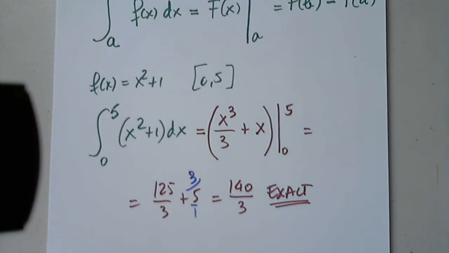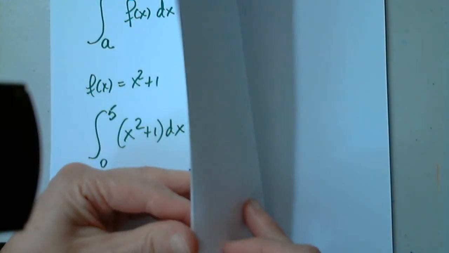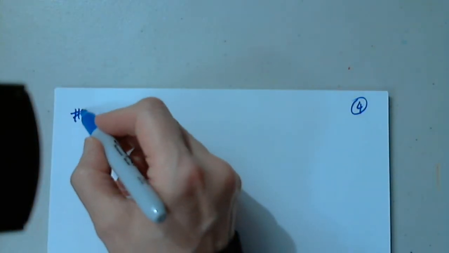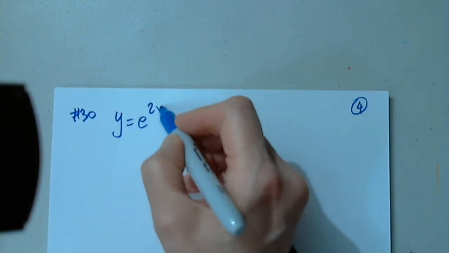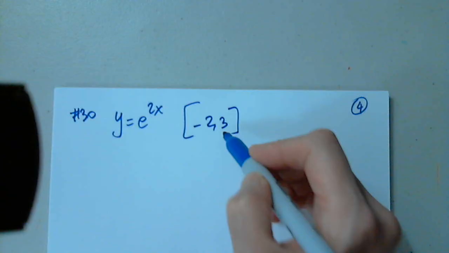So choose whatever you want to determine and find the area under the graph of each function. All functions are continuous, of course, otherwise we cannot use the fundamental theorem of calculus. Do 30. Okay, where is 30? Right here. So let's start with 30, and we practice the fundamental theorem of calculus. Okay, 30 is y equals e to 2x, and the interval is -2 to 3.